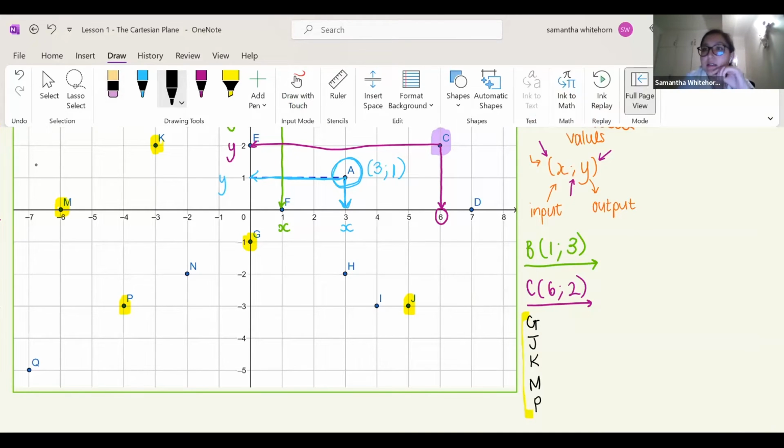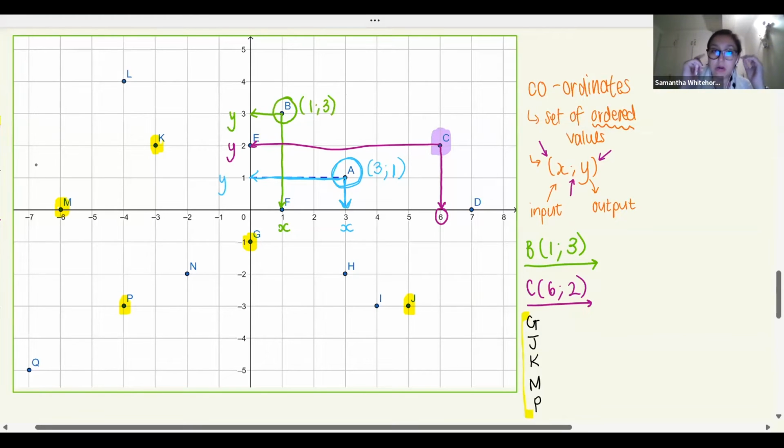And just a reminder, guys, brackets and semicolon in between, and it is X first and then Y.